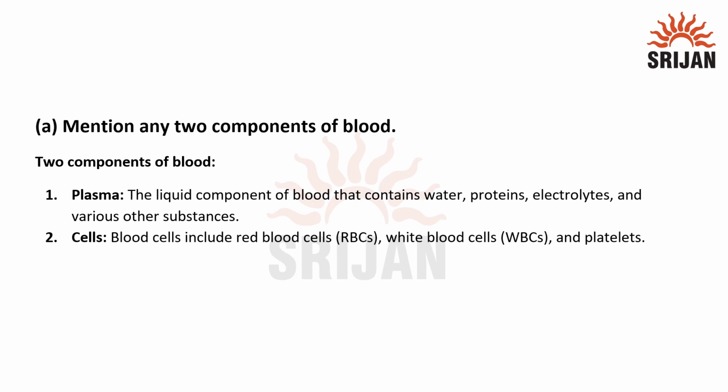Let's answer the A part. Mention any two components of blood. The answer for this question is two components of blood are plasma and cells. Plasma is the liquid component of blood that contains water, proteins, electrolytes, and various other substances.